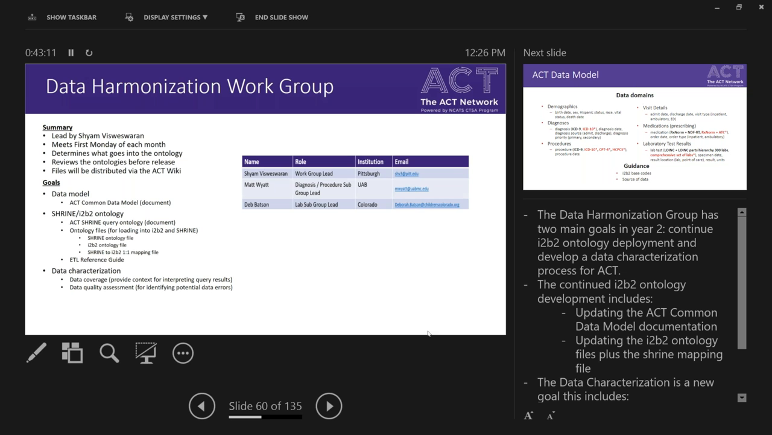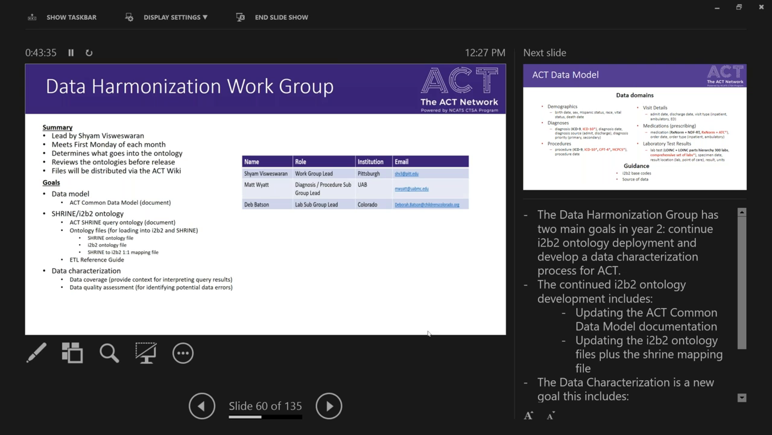I don't know why I put this one line here, but from now going forward, we're going to be using the wiki to distribute the files. We've gone all different kinds of ways. We've done Box, we've done TrueCentrics, we've done emails, but what we're going to do now is repurpose the ACT wiki, which we'll give you the link to, and that's how the files will be distributed in the future.